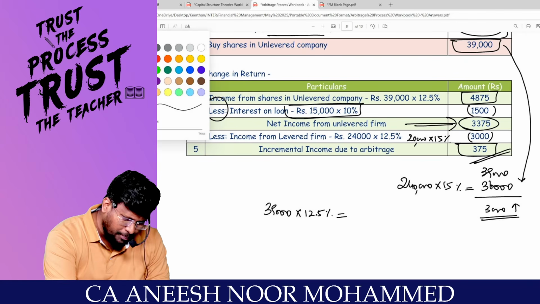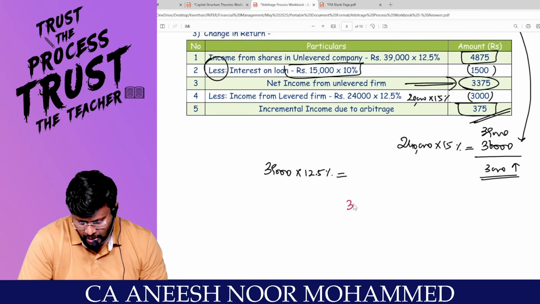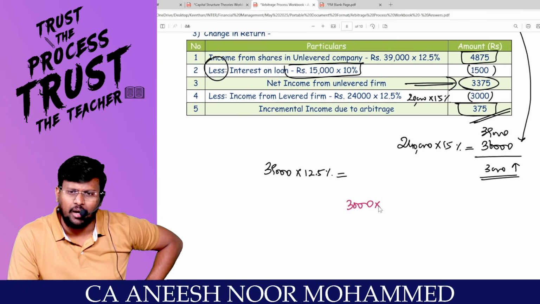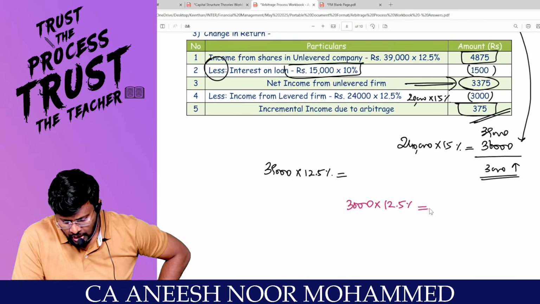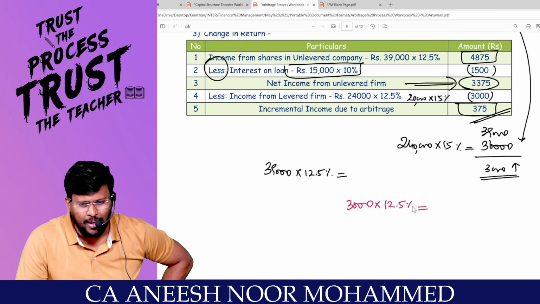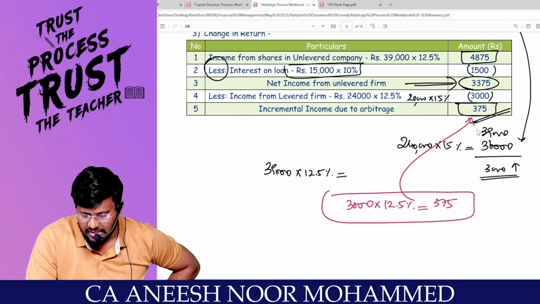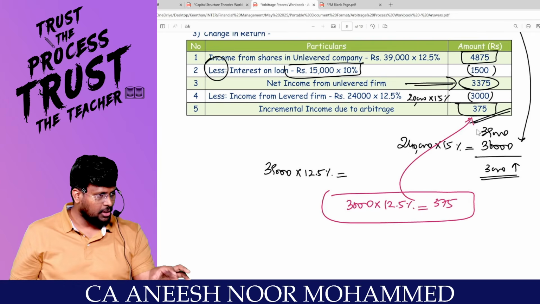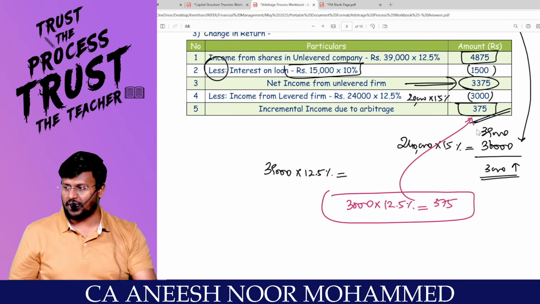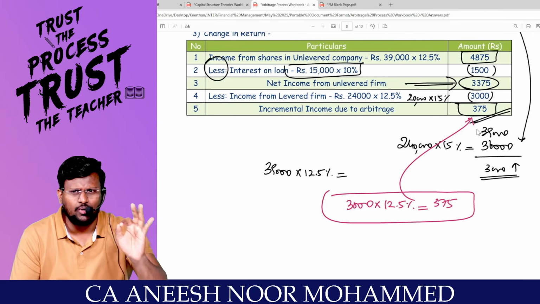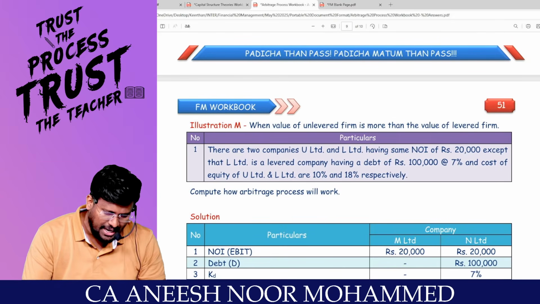Sir, the ideal investment I am supposed to make is only 36,000. But I have made an extra investment of 3,000. Can I enjoy KE in the unlevered firm on it? KE is 12.5%. So 3,000 into 12.5% comes to 375. By that way itself, this answer can be found by shortcut. Comfortable? Instead of going this long way around, we can directly put the answer. Last shortcut, have you understood? I'm moving to the last question.